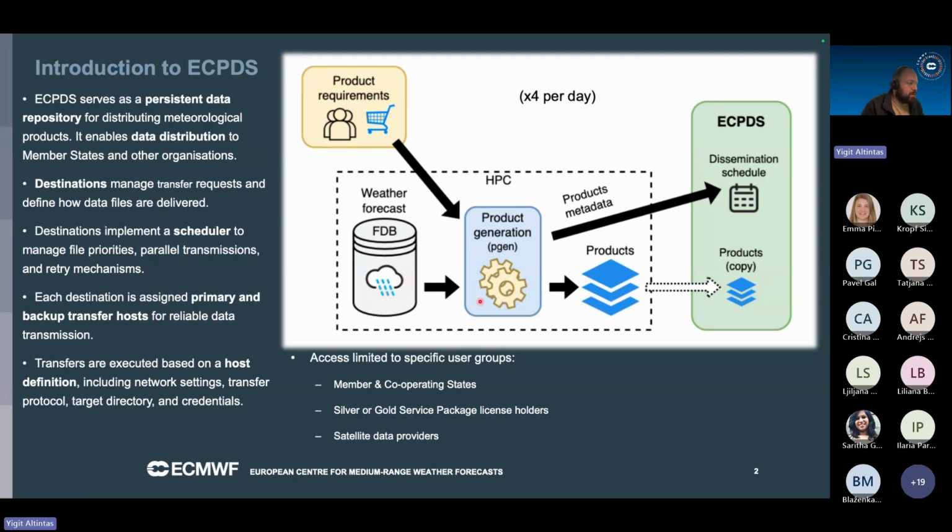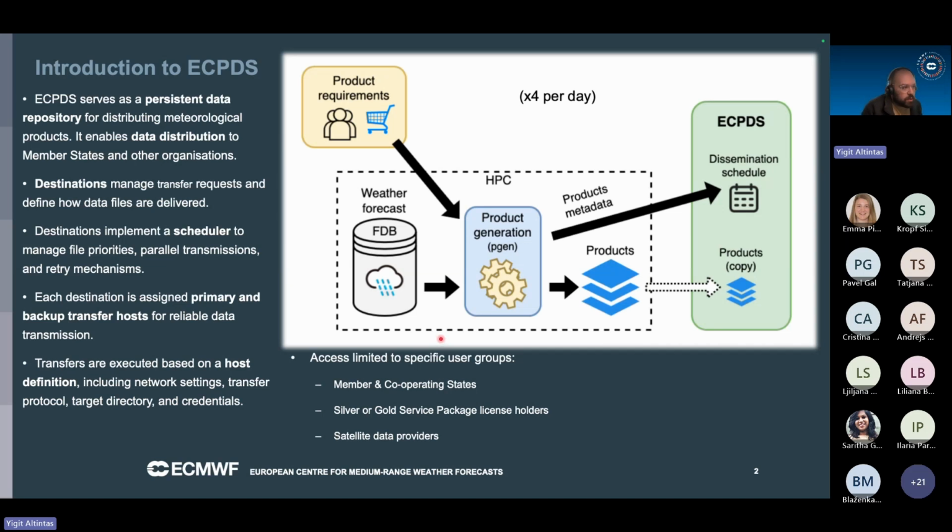You can wonder, you can ask, where is the MARS archive here? So the MARS archive is outside of this box, kind of. I mean, weather forecasting is happening in FDB, and we are archiving in MARS. So it's not like FDB to PGen to MARS or vice versa, but these are different systems.